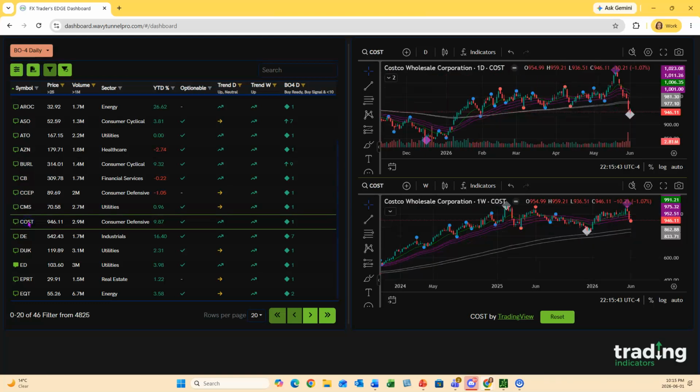Costco. Okay, the weekly looks okay. We're at the bottom of the wave. I'm going to keep this on the watch list. We do need a few more daily candles to see if we hold this level and start to trade higher. I'm going to just stick this on the hot list.